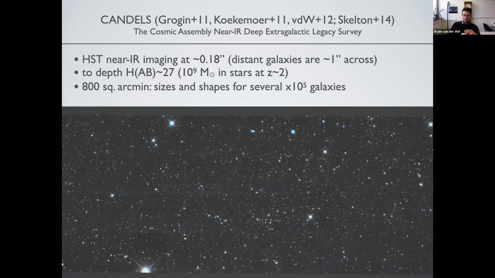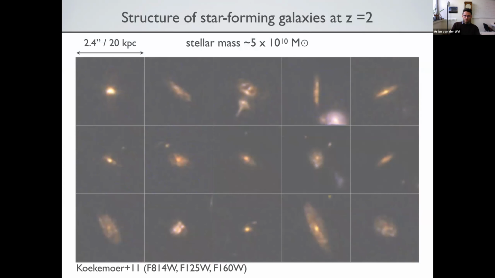So for the first time, we had a very large sample of galaxies, hundreds of thousands actually, where we resolved the spatial structure in the rest-frame optical. So not in the UV, where you're dominated by star formation and dust, but the rest-frame optical, where things are a little better. Here are just 15 images of star-forming galaxies at the knee of the mass function, representing the dominant mass fraction at redshift 2.